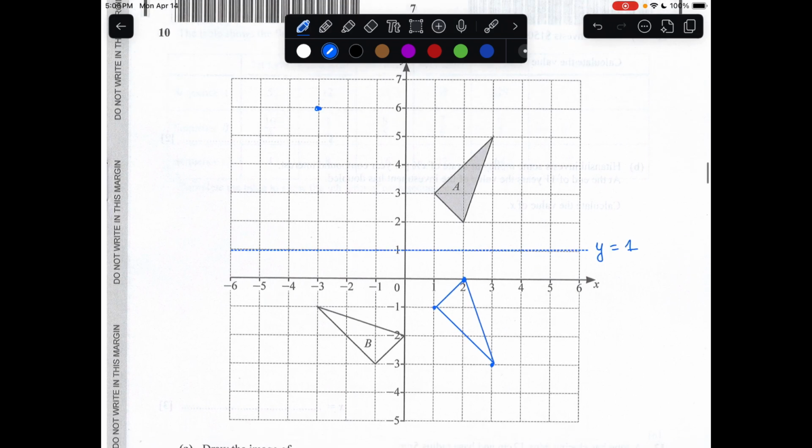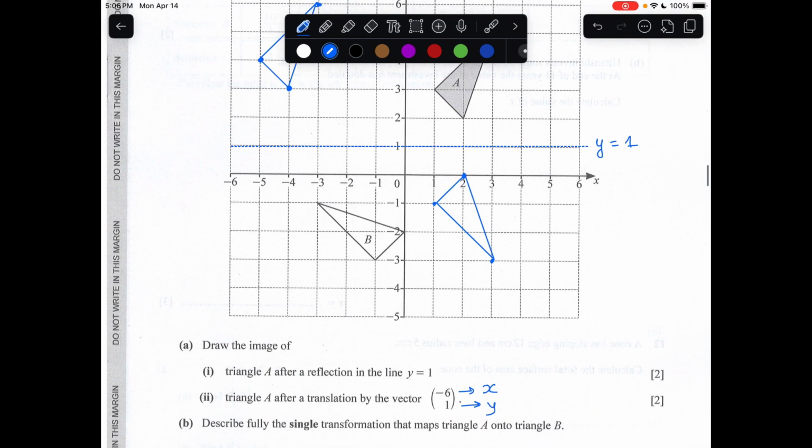And do the same thing with the other points. 6 units to the left, 1, 2, 3, 4, 5, 6, and 1 unit up. So it's going to be negative 5, 4 over here. And the same thing with the last point: 2, 4, 6, 1 unit up. So it's going to be over here. Connect it with a ruler. All right, so that is translation.